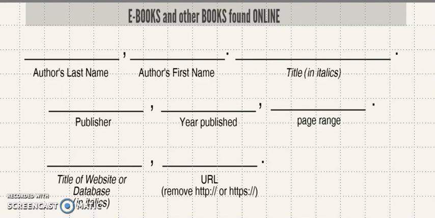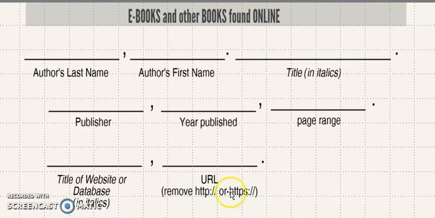The earlier example was print books. Now for e-books also, you need to have all the details, that is the author's name, the title, the publisher, the year in which it was published, and the page range. But in addition, because this is taken from a website, you have to give the title of the website, or if it is a database, the database, and then you have to give the URL.